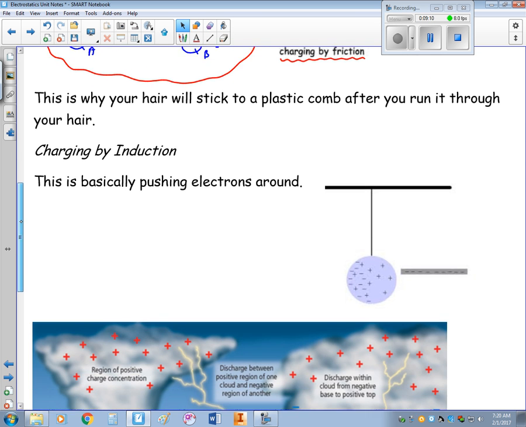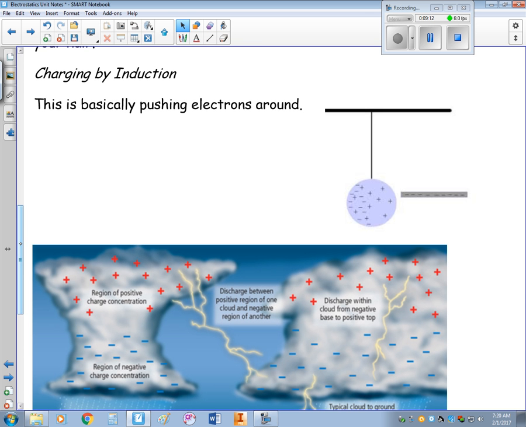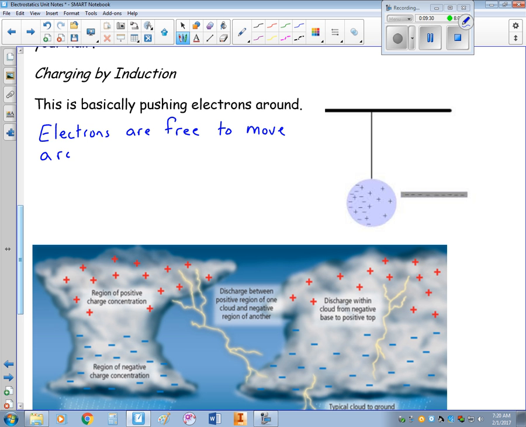The second way is called charging by induction. So this takes advantage of the fact that electrons are free to move around in most metals. And keep in mind also that the protons are locked in place, so the protons cannot. So here's what we do.